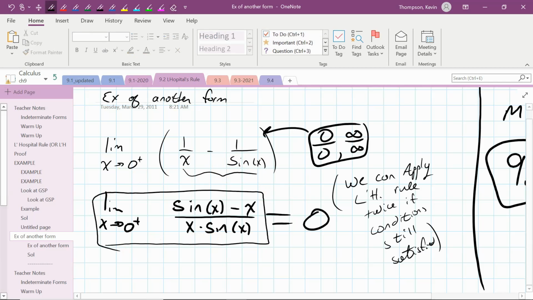Now I'll say this, that you can actually apply L'Hopital's rule twice or 3 times or 4 times or 100 times if you needed to, as long as the conditions are still satisfied, meaning as long as you substitute and you still get 0 over 0 or infinity over infinity, you can do L'Hopital's rule.